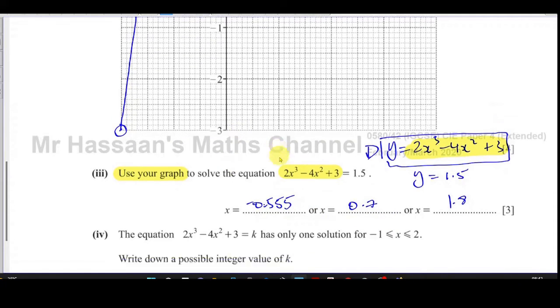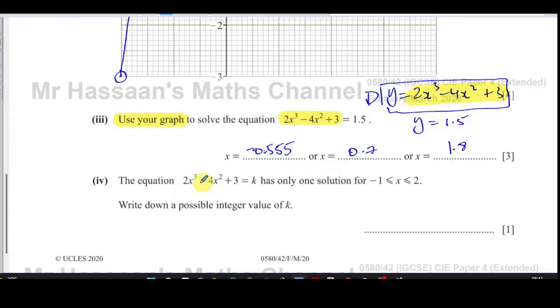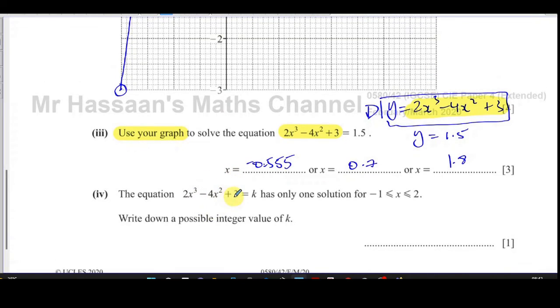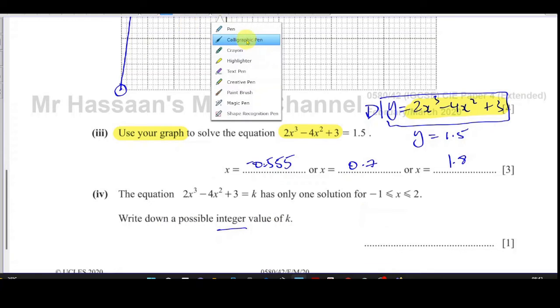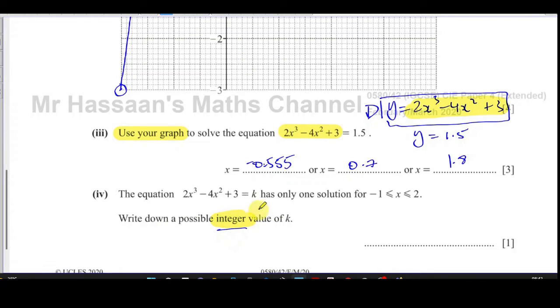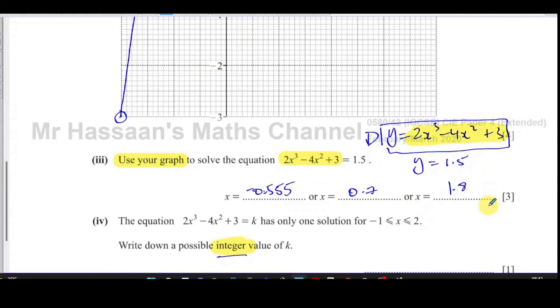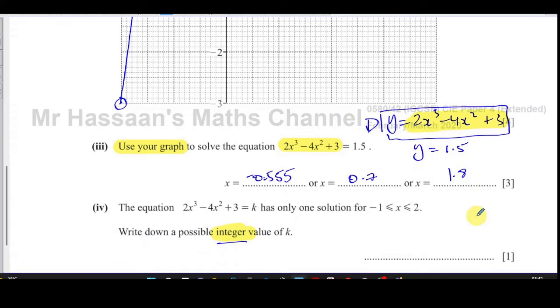And now for part 4, it says the equation 2x cubed minus 4x squared plus 3 equals k has only one solution for x between minus 1 and 2. Write down a possible integer value of k. All right, so we've got to find an integer value, means a whole number value for k. It could be positive or negative. And basically y equals k is the line that we have to draw.